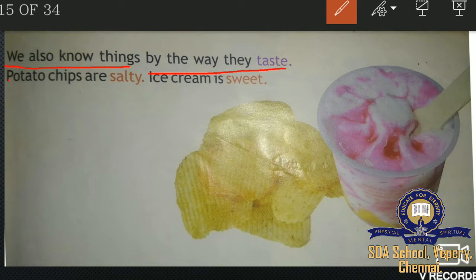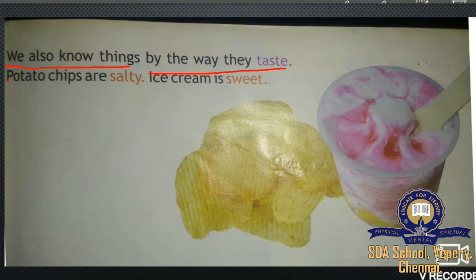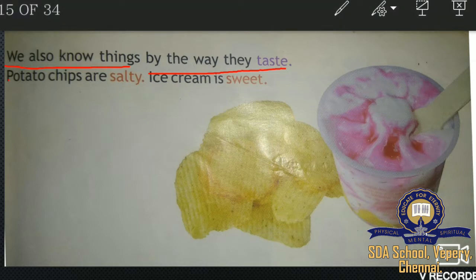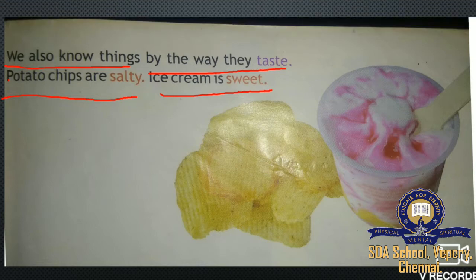I'll read very slowly so that you can read along with me. We also know things by the way they taste. Potato chips are salty. Ice cream is sweet. These are the two examples given for the taste. Children, shall we go to the next content?